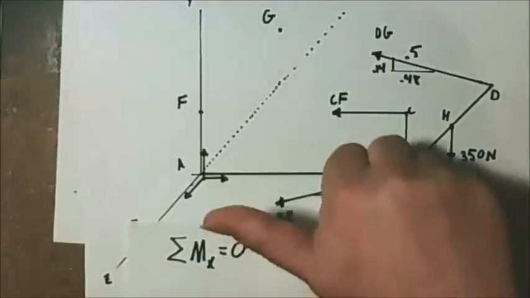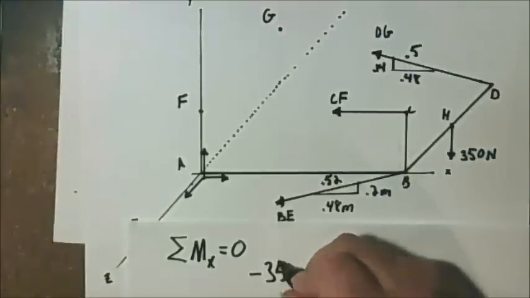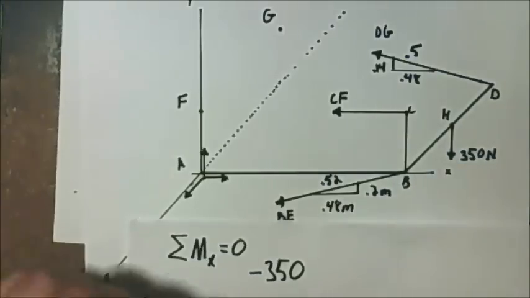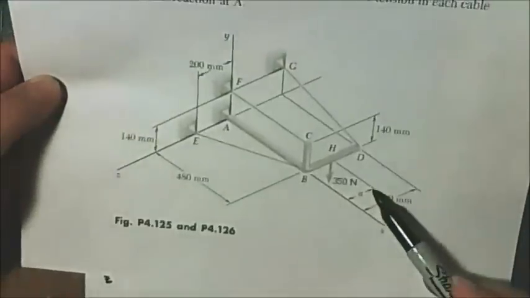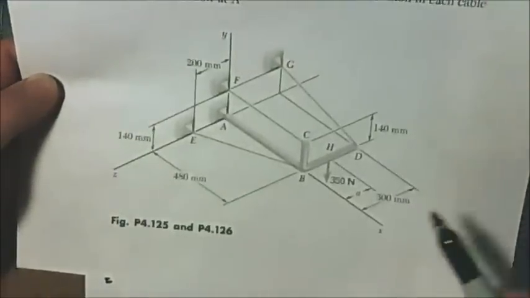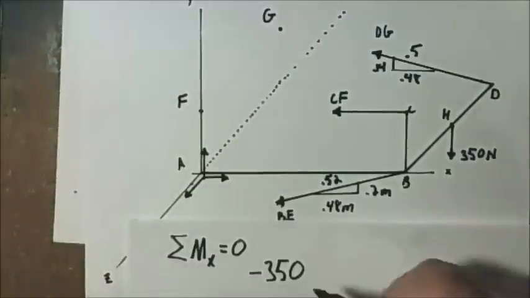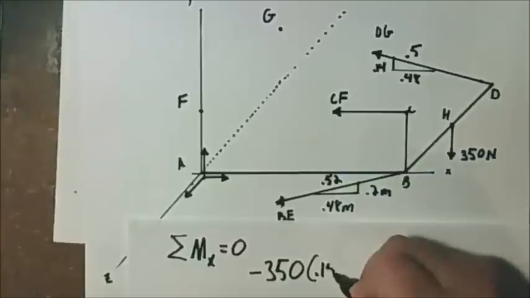This 350 newtons right here will give us a negative 350 times this perpendicular distance. If you remember from the original picture here, this is a 150 millimeter distance here. Convert everything into meters, that is 0.15 meters.